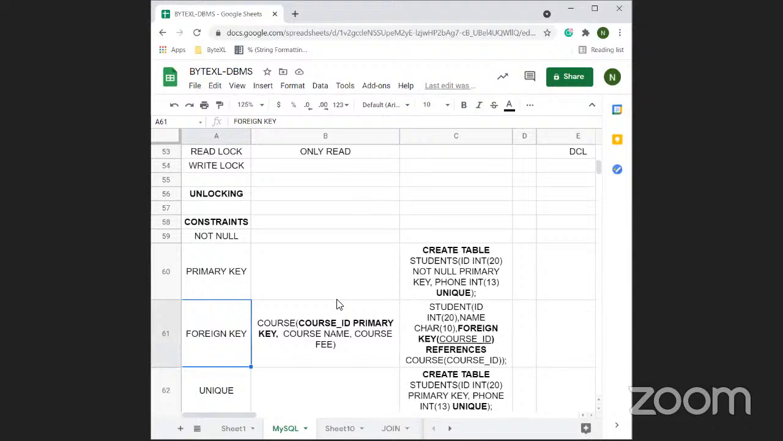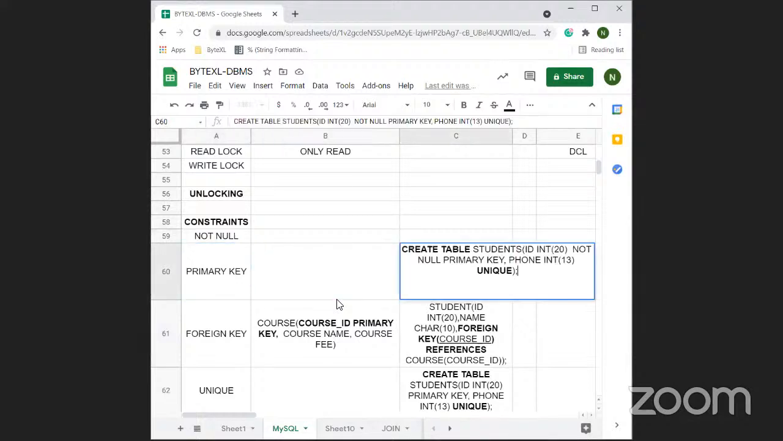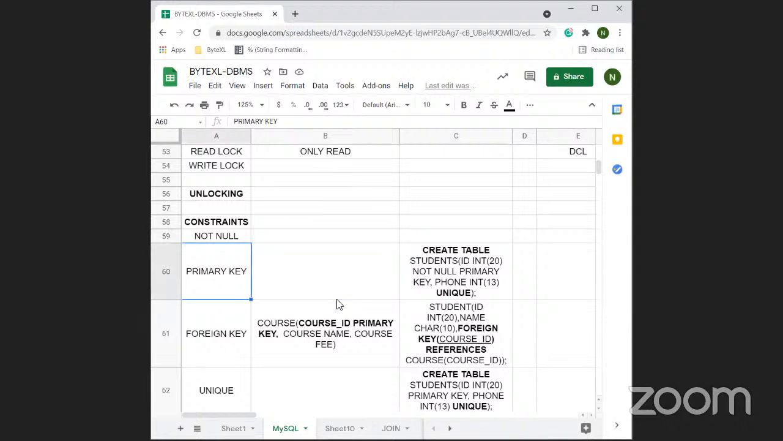Finally, moving on to the constraints we have. Not null we have seen. If we don't want a particular column to be null, we will be taking this not null. Then primary key, where we have to use this: after the name of the column, we will give the data type for that column. Then we will be using something called constraints. We can use multiple constraints also together. Primary key means that column is very important. By default, primary key cannot have duplicates.